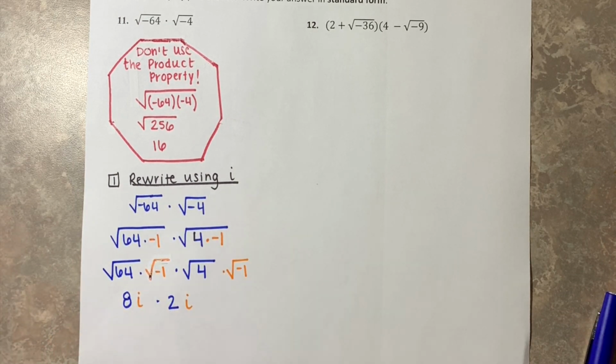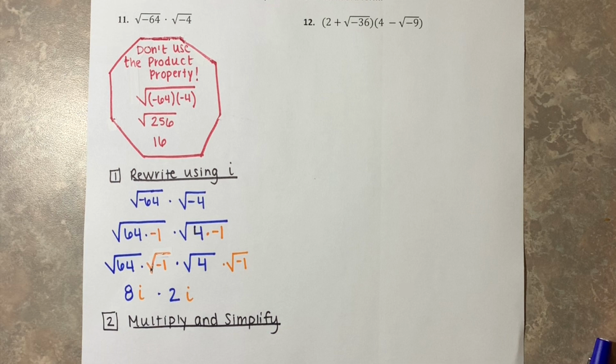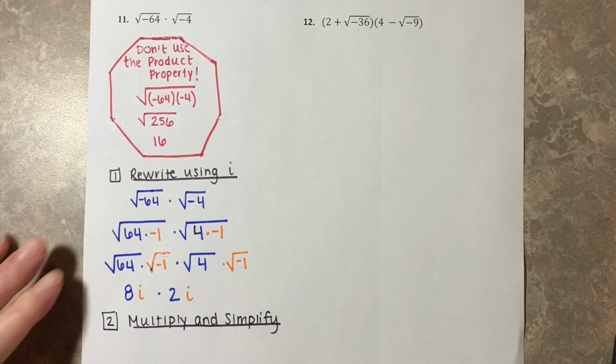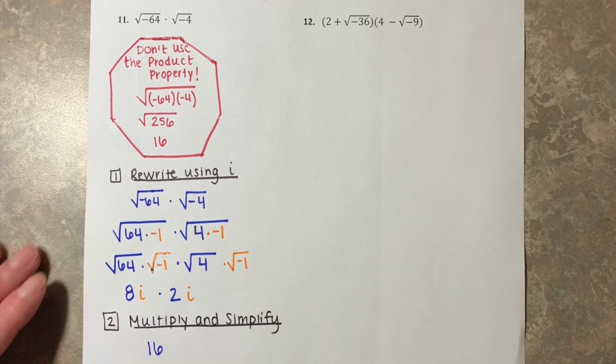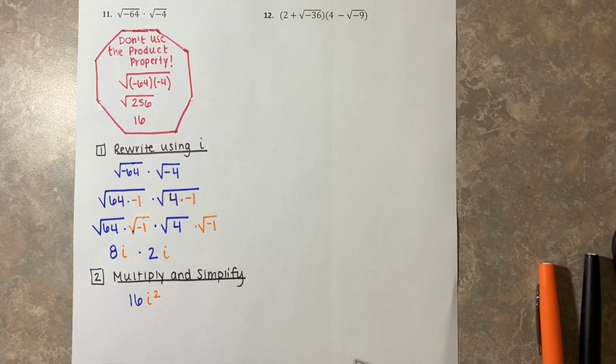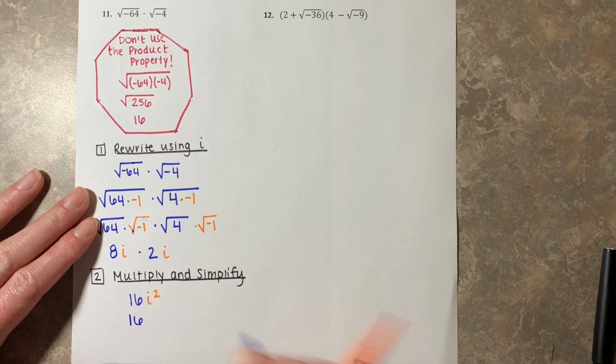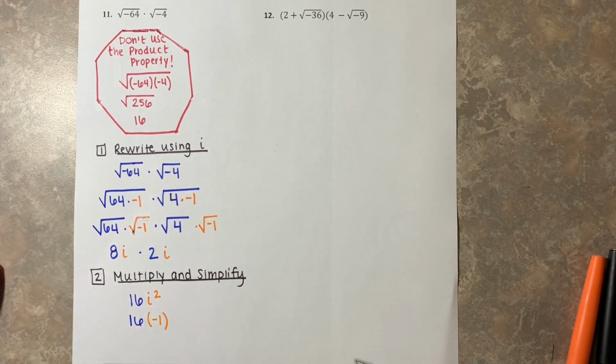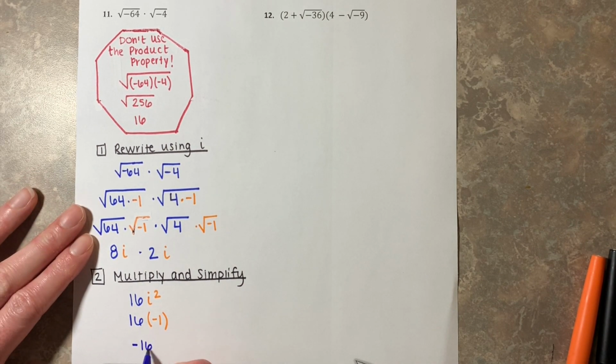So we've completed step 1. We've rewritten using i. Next step is to multiply and simplify. And to multiply, we multiply the coefficients. 8 times 2 will give us 16. And we multiply the i's. i times i will give us i squared. Now remember, we never like to have i squared in our final answer. We always replace it with negative 1. And this will leave us with a final answer of negative 16.